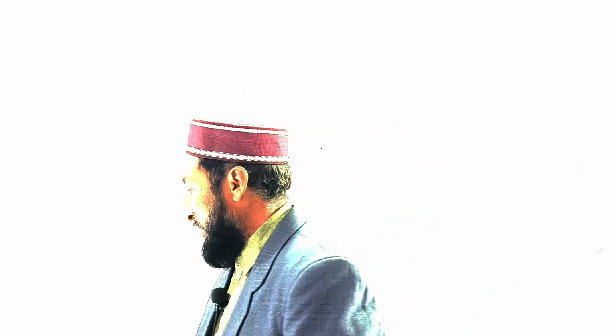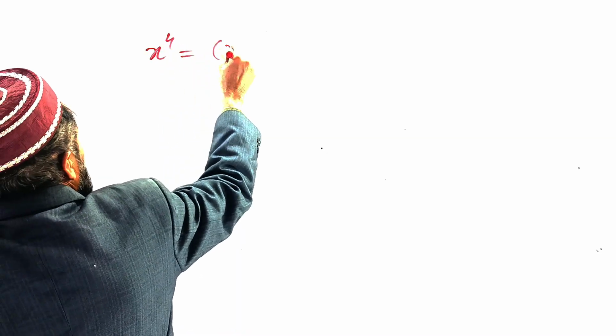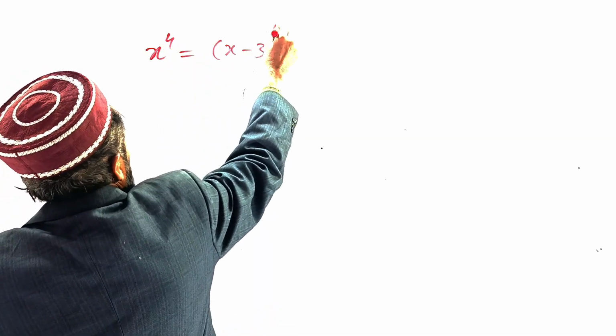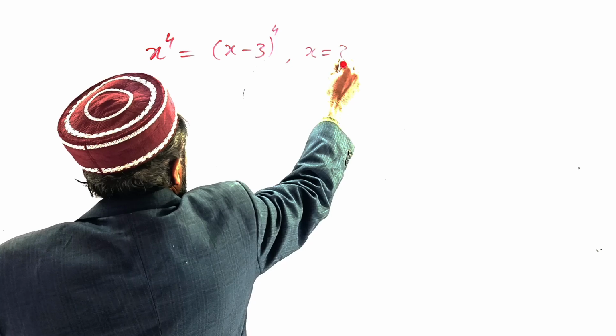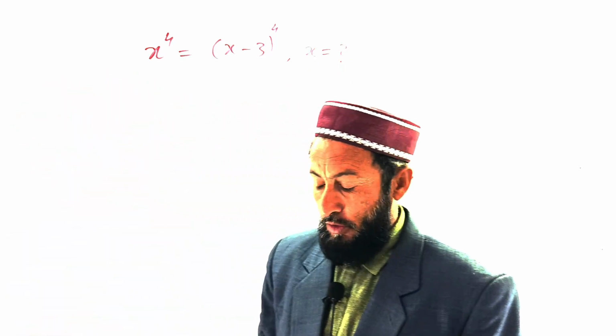Today we have a new algebra equation in which the exponent of the variable is 4. It is a very tricky exponential equation, we can say, in algebraic form. So x to the power of 4 is equal to (x minus 3) to the power of 4. How can we calculate the value of the unknown x?